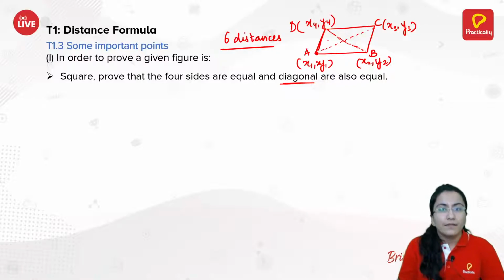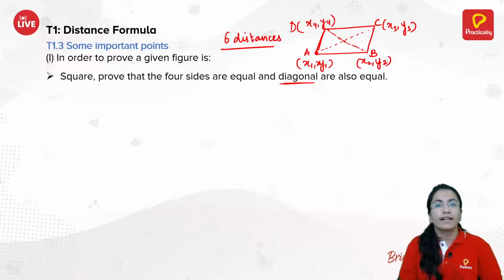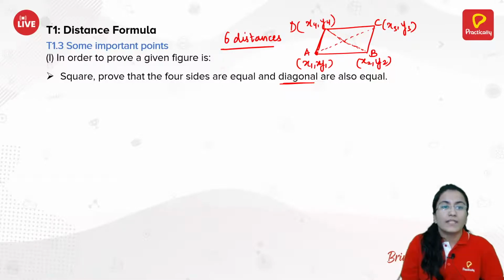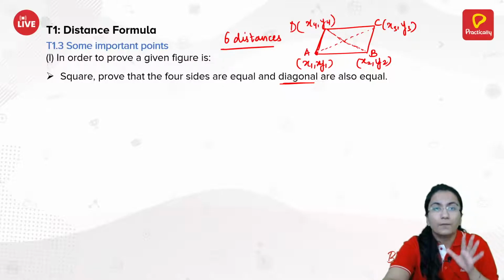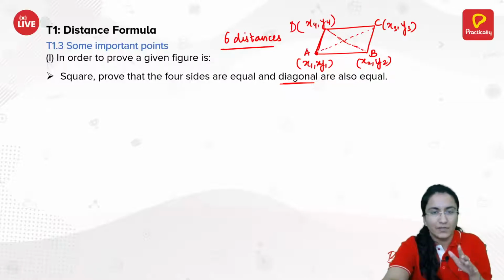If the diagonals have the same length and all the sides have the same length, that means it is a square. This you have to prove, since this time you are having MCQ questions.